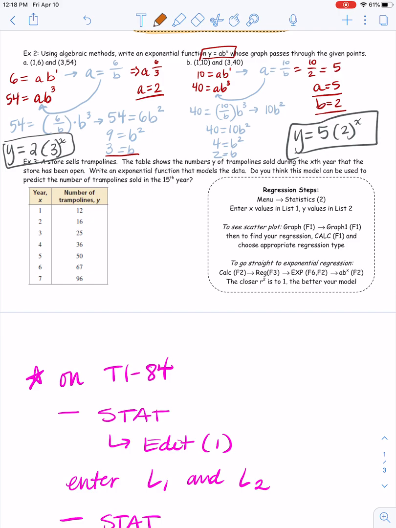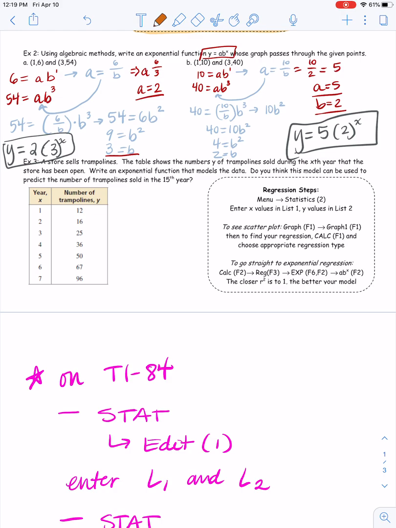If I give you a table and say write the appropriate model for this data, the first thing you need to do is decide, is this showing linear data, quadratic data, exponential data, etc. You're going to input the table and the data into your calculator just as is. You're going to go to menu and statistics, enter in the x values and the y values.